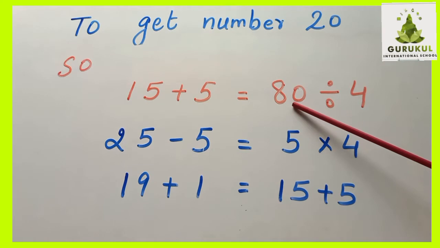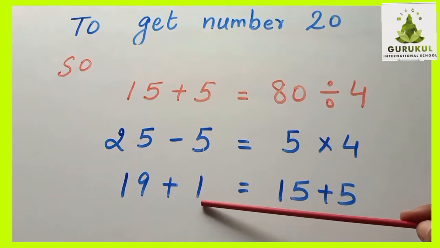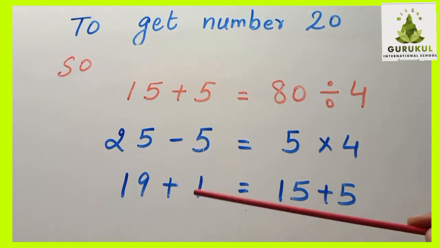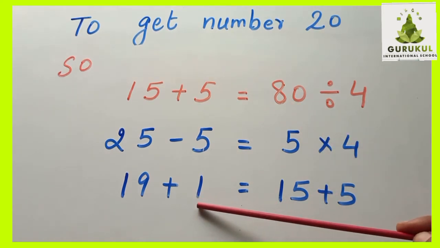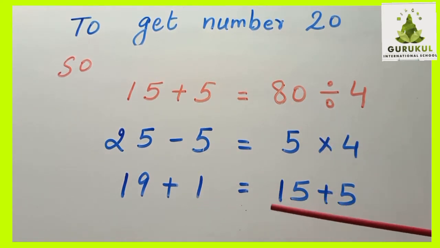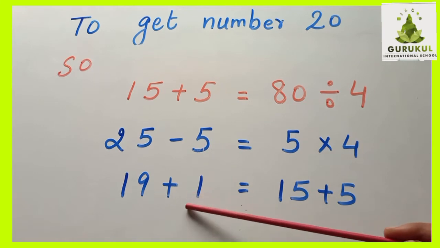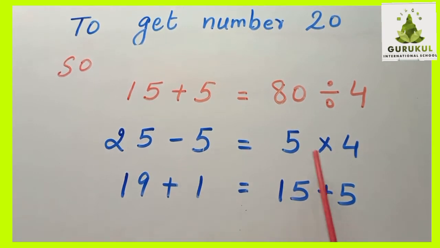I can write 80 divided by 4 is equal to 19 plus 1, because both the left hand side and right hand side are balanced, are equal. So this is 20, this is 20. So this is equal to this. Is it clear? So I hope this much is clear to you. You can copy till here in your notebook.